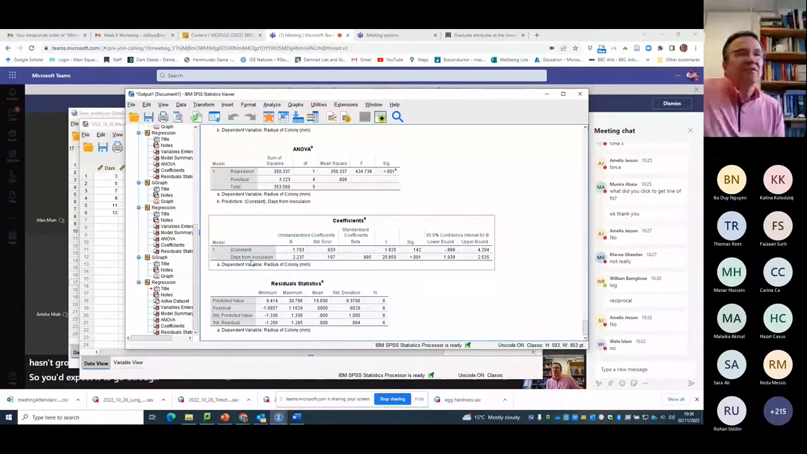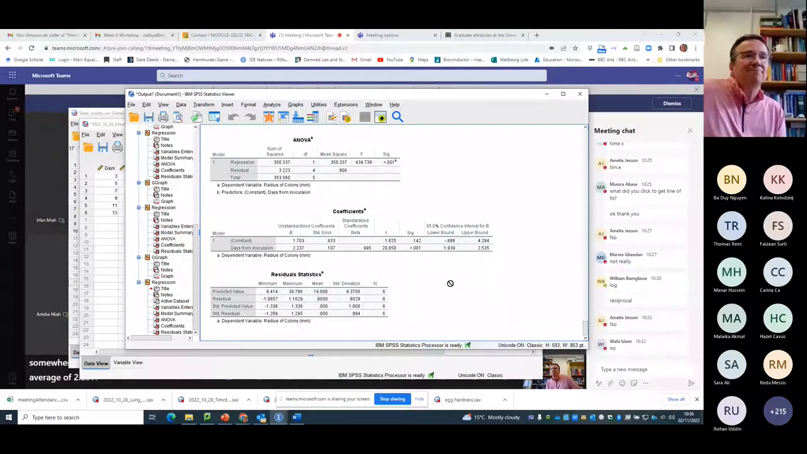So you'd expect it to go through the origin. The slope is somewhere between 1.9939 and 2.535. So that's how fast it grows per day. It's somewhere between those two, with an average of 2.237 millimeters.